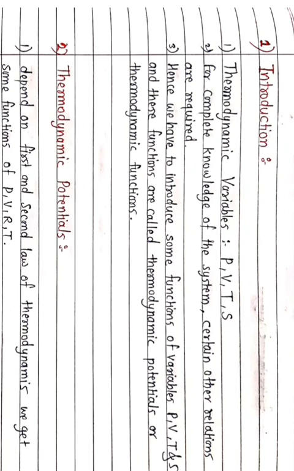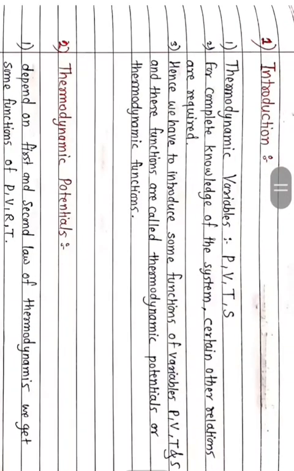We know the thermodynamic variables like P for pressure, V for volume, T for temperature and S for entropy. These are the basic variables of thermodynamics which do not give us a complete knowledge about the system. Therefore, for complete knowledge of the system, certain other relations are required. Hence, we introduce some functions of these variables: P, V, T and S, and these functions are called thermodynamic functions.